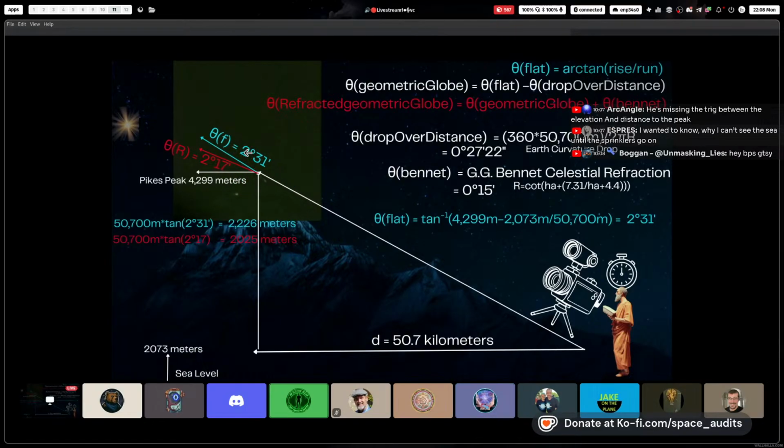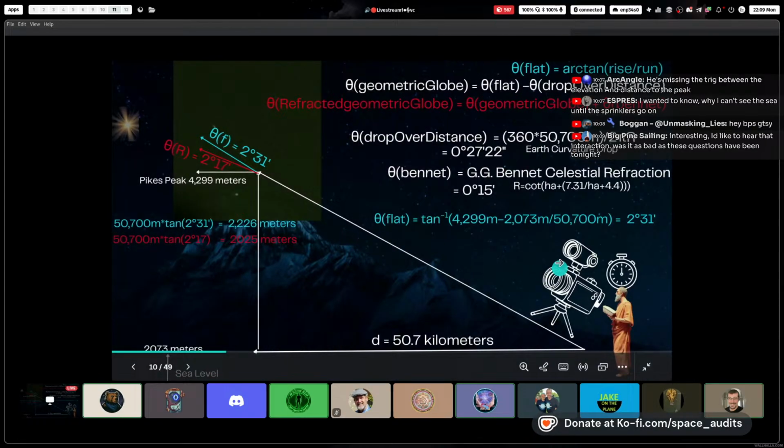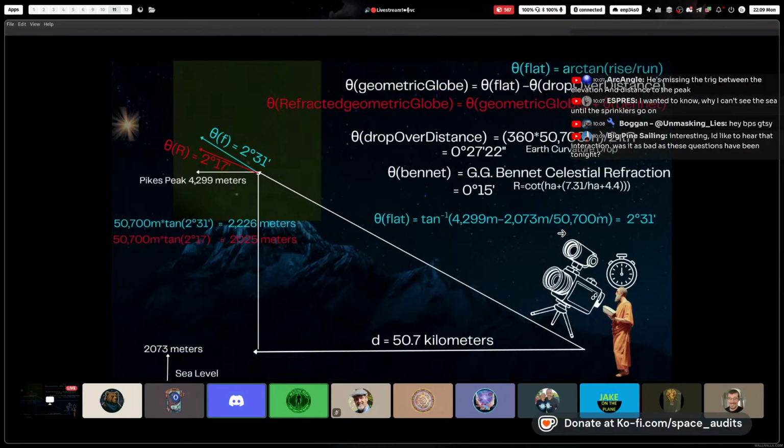Does anyone know the flat Earth trigonometry prediction for the elevation angle of the star from the peak? It's exactly 2 degrees 31 minutes. It's on the diagram. That's the same exact elevation angle from his house. Why wouldn't the elevation change? Boom, bro. That's the point. The conclusion. Closer to the target.